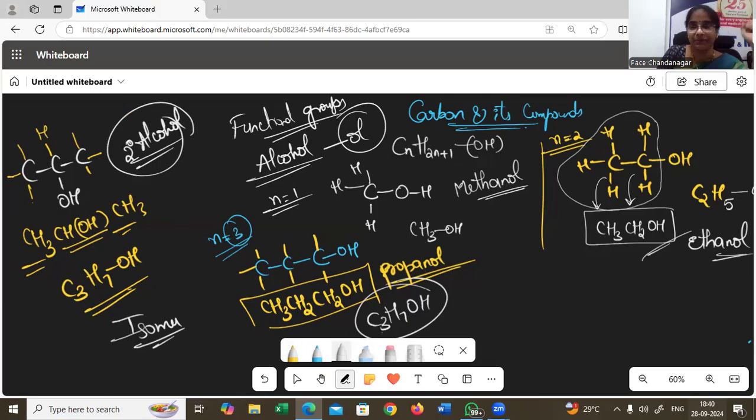Or the IUPAC name, if I have to talk about it, identify the main chain. 1, 2, 3. This is your main chain, wherein the second position has an alcohol. This is propan-2-ol. On the second position, you have an alcohol. So therefore, it is propan-2-ol, right? Or this is called a 2-degree alcohol. Why? Because the carbon bearing the alcohol is directly connected to 2 more carbons. So hence it is your 2-degree alcohol.